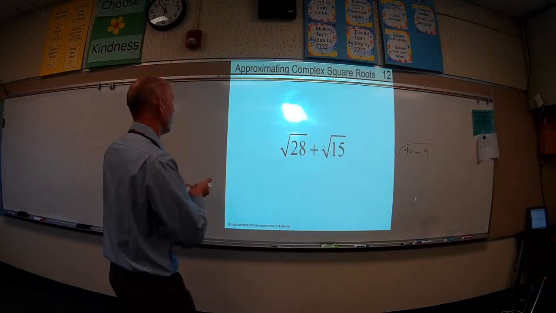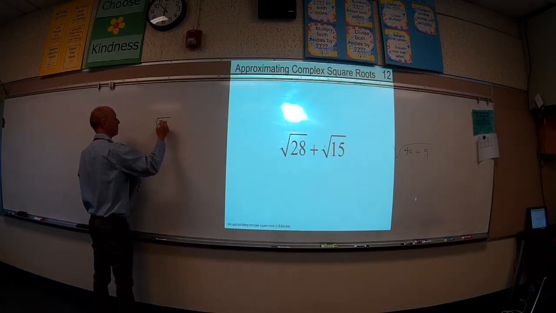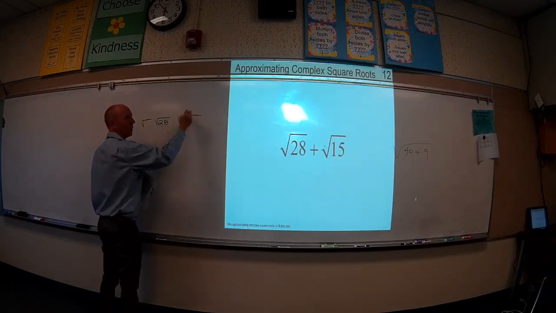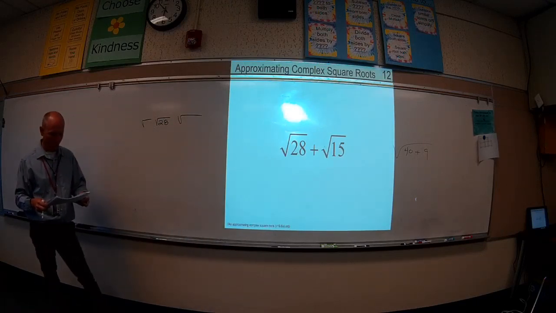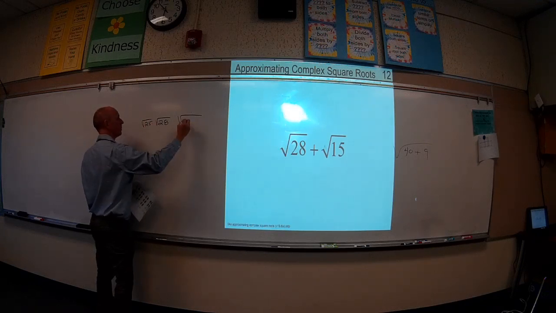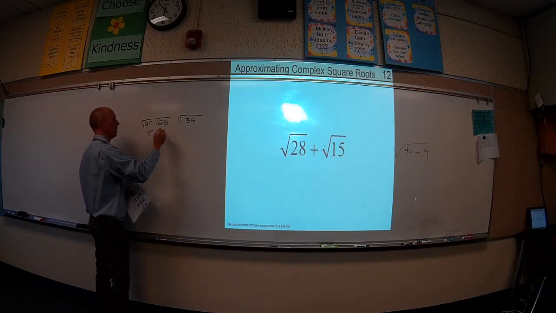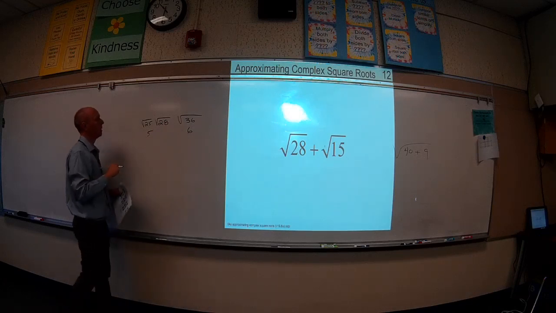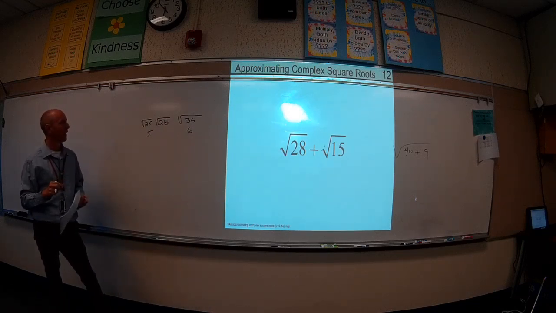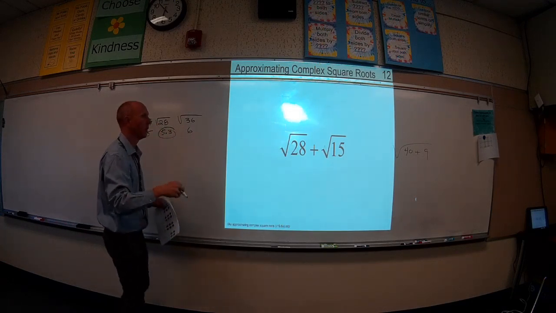Let's do this one together. So 28. Get me some neighbors. Eva, give me some neighbors. For 28, it would be 25 and 36. Okay. Give me the square roots, Eva. 5 and 6. Good. And then approximate that for me, Eva. 5.3. 5.3, I like that. 5.3 is good. 5.2, 5.3, 5.4, somewhere there.